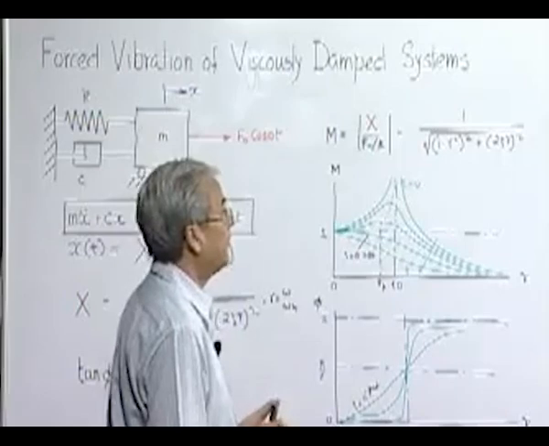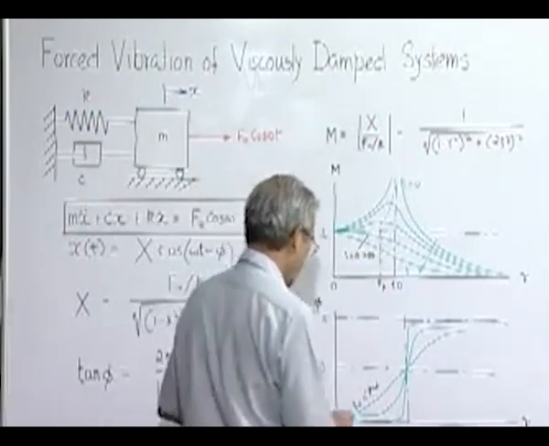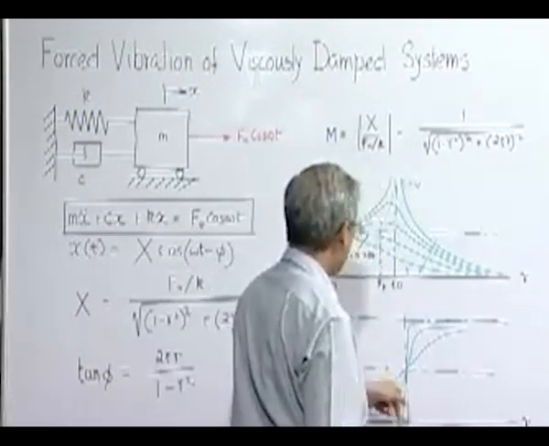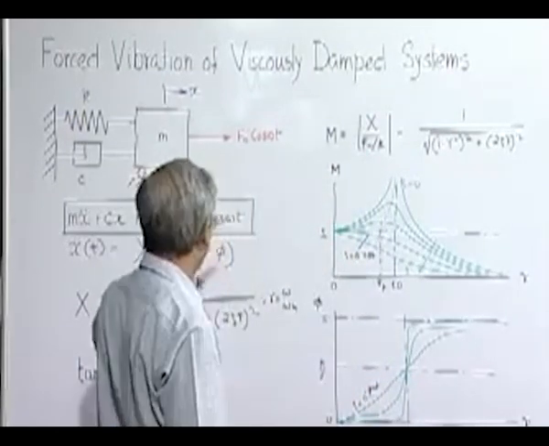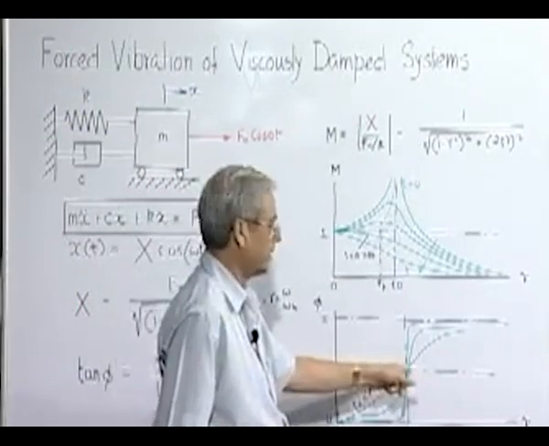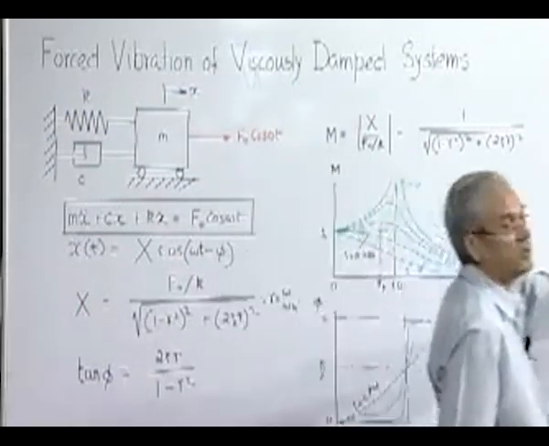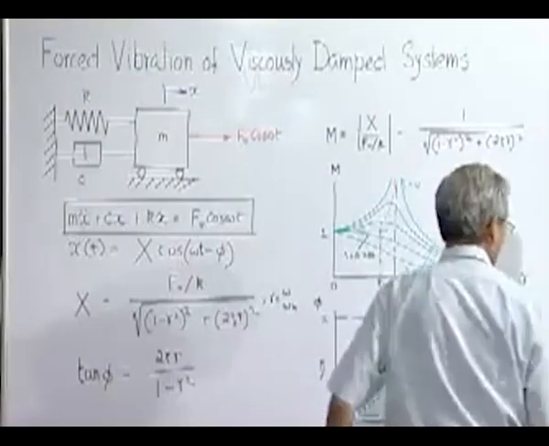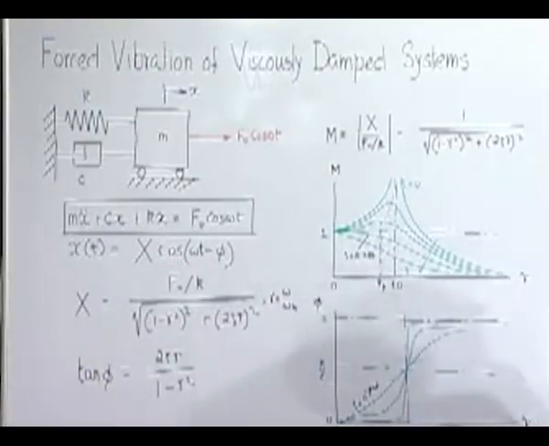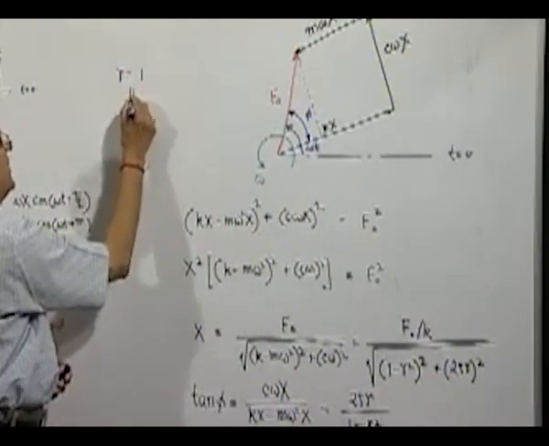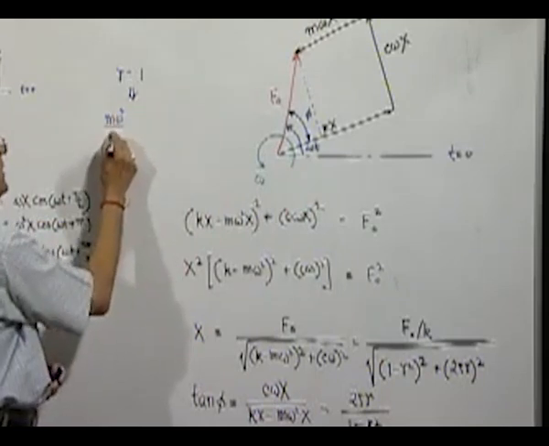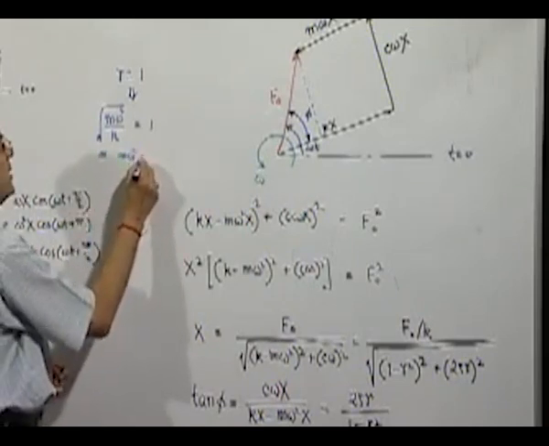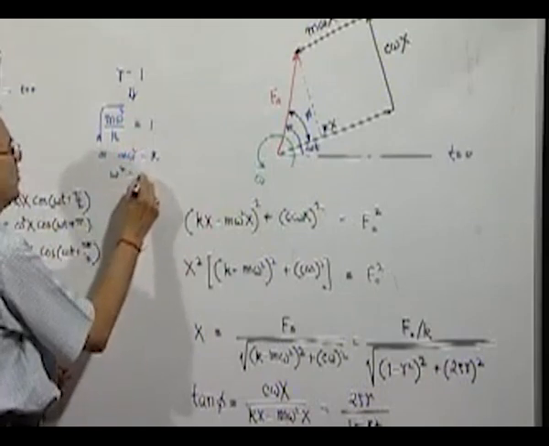It also gives a physical insight all the time. For example, here we find that at r equal to 1, the phase difference is always pi by 2. That means, irrespective of the damping, the phase difference between the excitation and the response is always 90 degrees. Now, why is it so? It can be very easily explained with the help of this diagram. When r is equal to 1, it means the square root of m omega square by k is 1, or m omega square is equal to k, or obviously omega is equal to omega n.